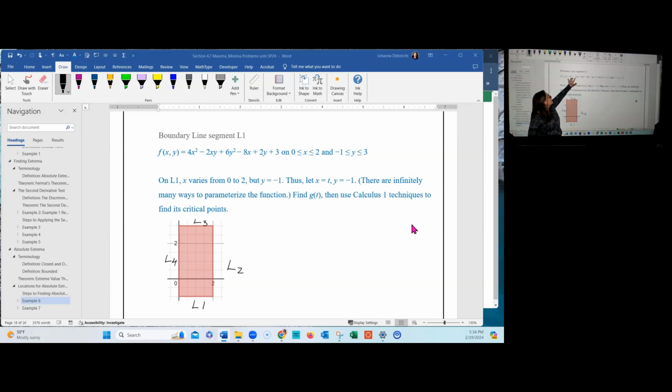Now I want to rewrite the original function, which was in terms of x and y, in terms of only the parameter t. Go ahead and pause the video while you replace every x variable with t and every y variable with -1. When you have your answer, g is a function of t, turn it back on.